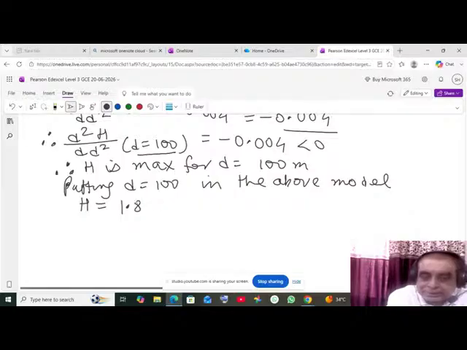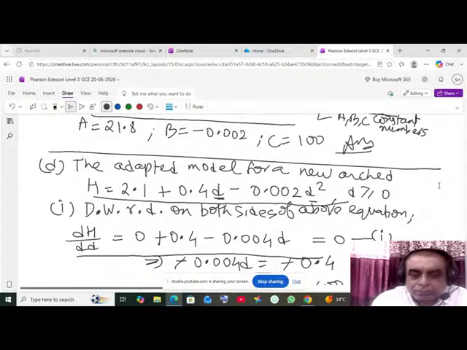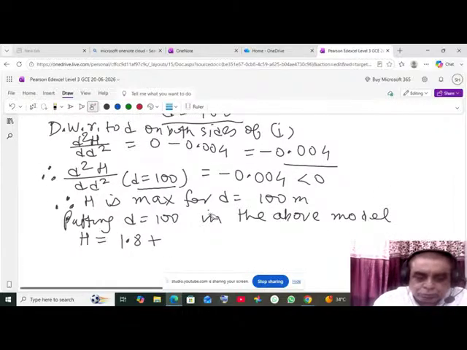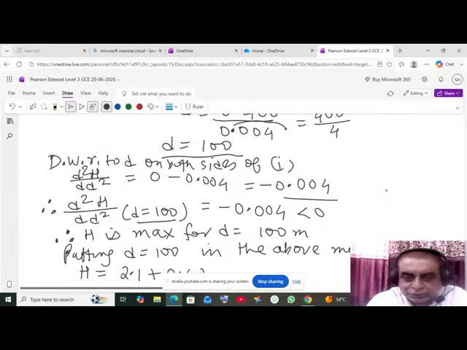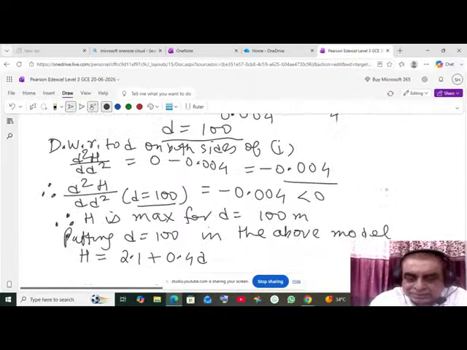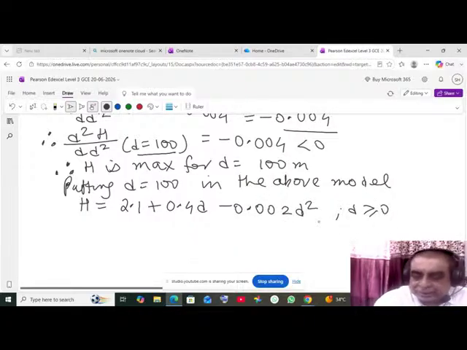So it is 1.8 plus, oh, not 1.8, sorry, 2.1. For the new model, it is 2.1. So 2.1 plus 0.4d minus 0.002 d squared, and d is greater than or equal to 0. That is the given model.